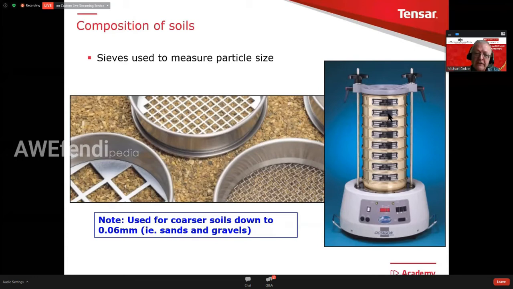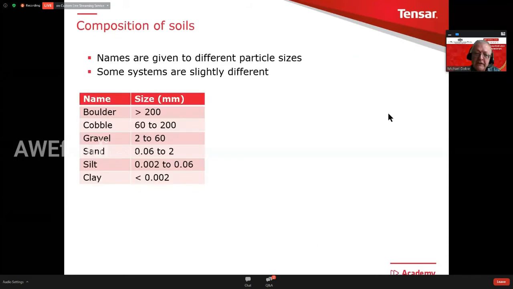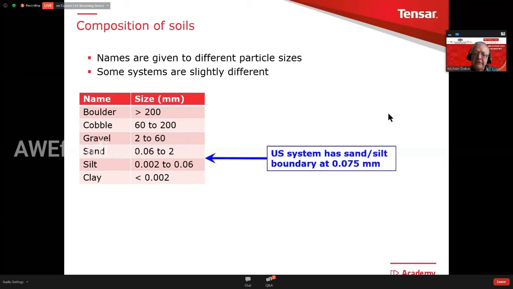So we have boulders, cobbles, gravel, sand, silt and clay, and they're each determined by the range of particle size, which I don't need to read out there. But just to make a point that this is one particular system, and you can find other systems. So for example, the very important boundary between the sands and silts, which is between the coarse and the fine soils, that can be different.